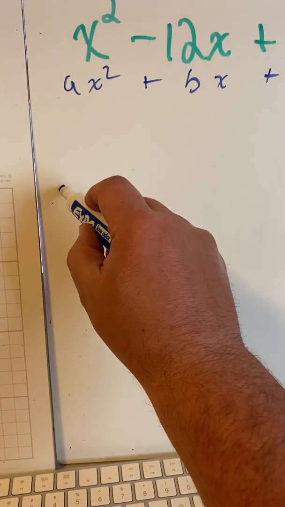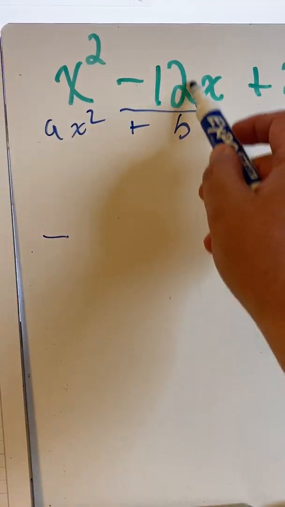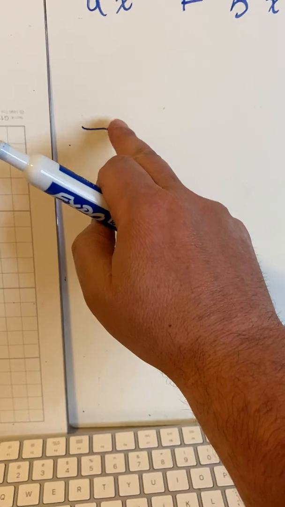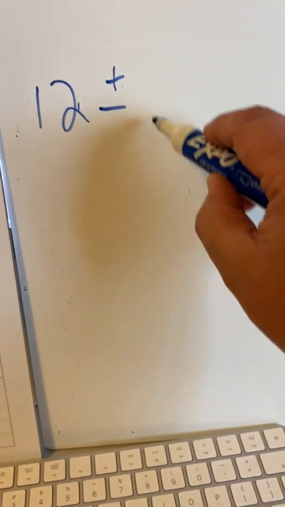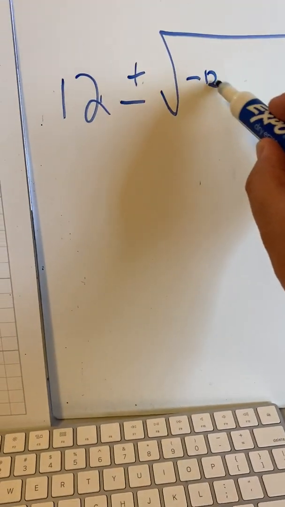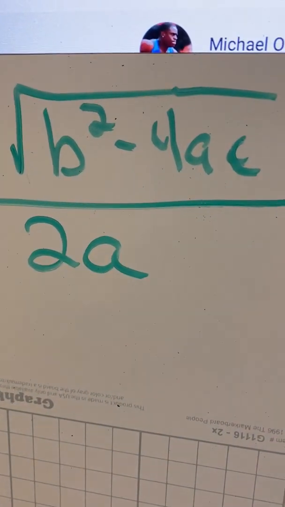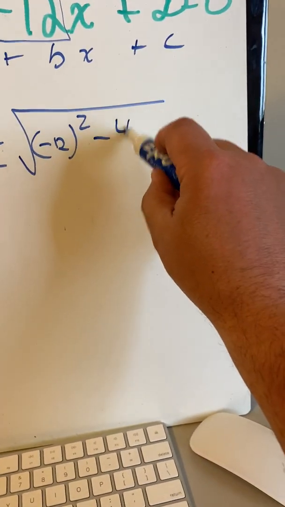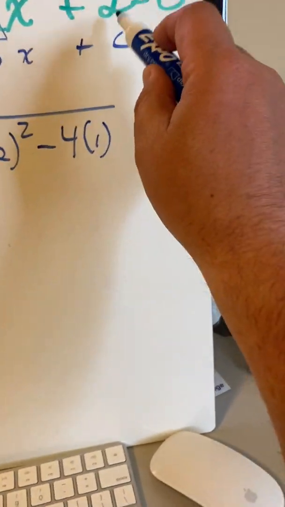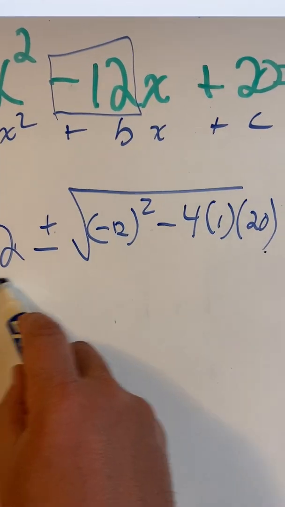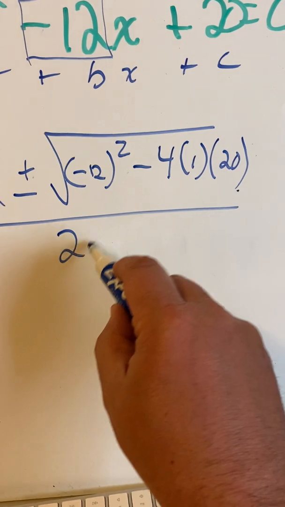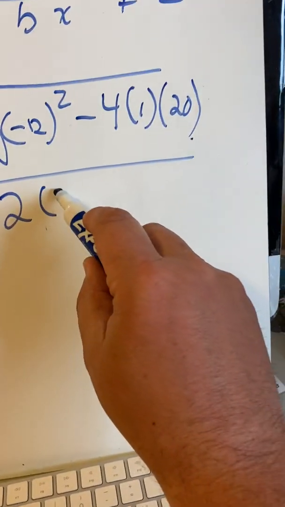We can just start filling in the blanks in this problem. Negative b. Well, b is a negative 12. So a negative 12, I'm going to make it just plain old 12. Okay, I'm filling in the b. It's a 12. Plus or minus the square root of b squared, which is negative 12 squared, minus 4ac. Minus 4 times a, which is 1, times c, which is 20. All over the top of 2a. And we know that a is 1.